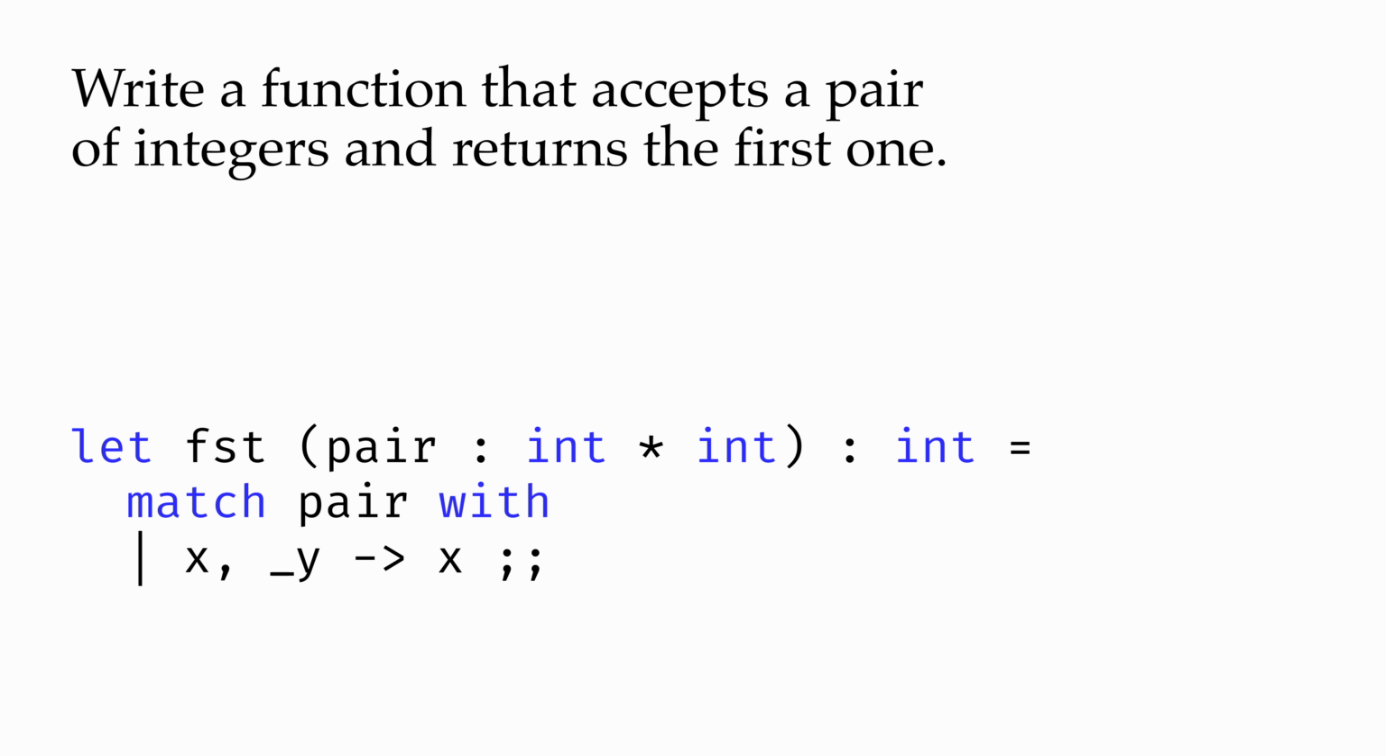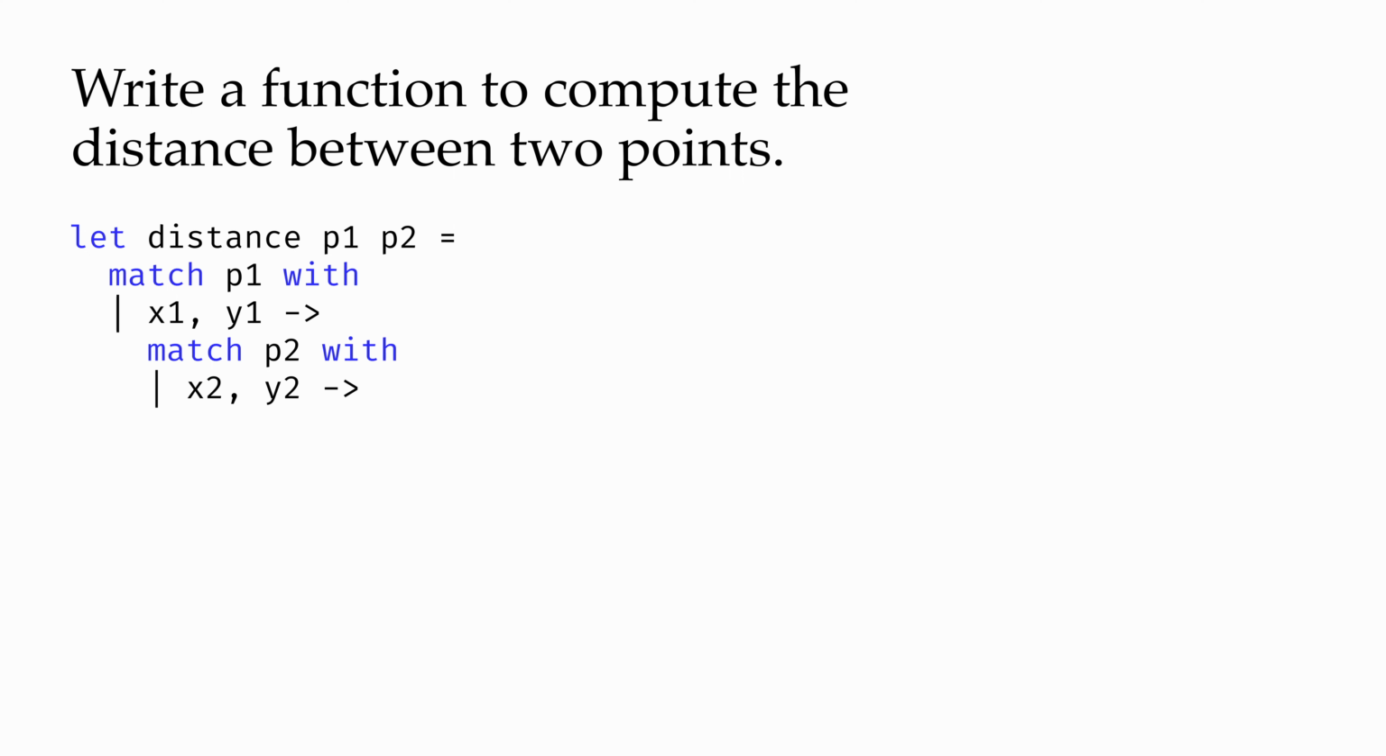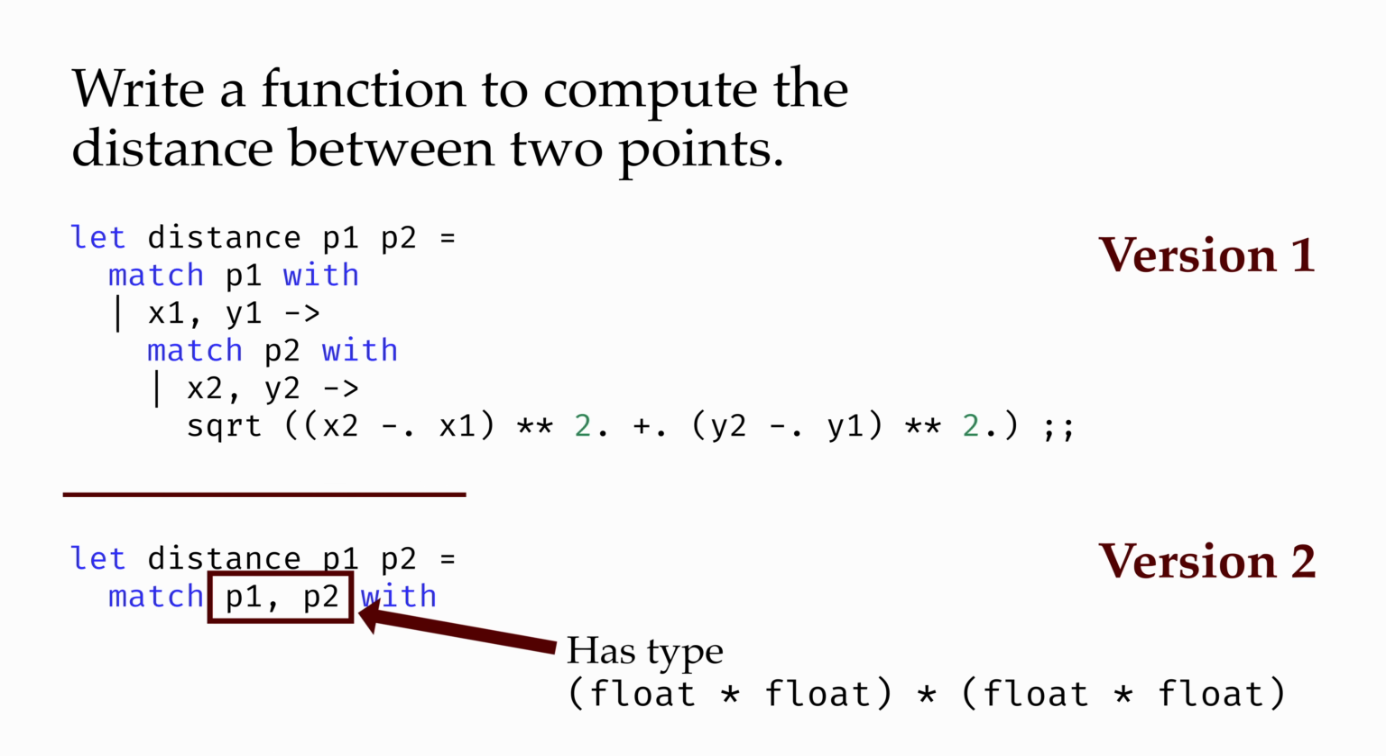We can match more complex expressions too. Let's say we wanted to write a function to compute the distance between 2 points, where each point is a tuple of two floating point numbers. We need to deconstruct both points to get at the individual x and y values to compute the distance, so we could first match the first point, and then perform another match to extract the values from the second point. But this is unnecessary. We could just match the pair of both points at the same time. This is a tuple of type float cross float, cross float cross float. It's a pair of two values, where each value is itself a pair of two floats.